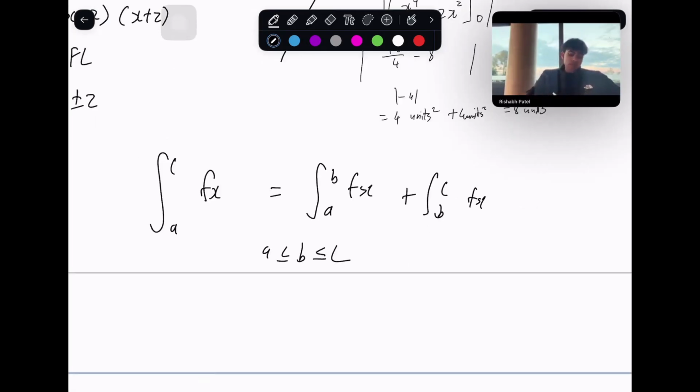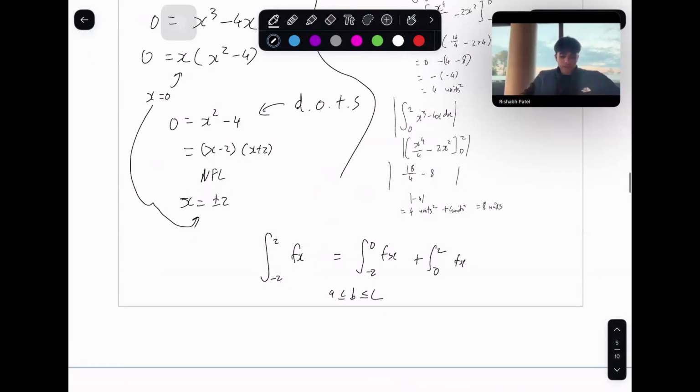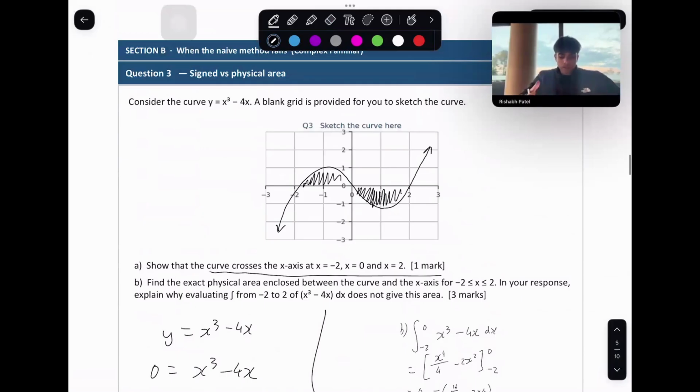So in this question, we wanted to find the integral from negative 2 to 2. We used negative 2 as a, and for b we used the value of 0, which was the intersection point with the x-axis where the function turned negative. And for this part, we had 0 to 2. So that's how you apply this law in a real-world question, when they ask you to find the physical area when there's a negative component to the question.